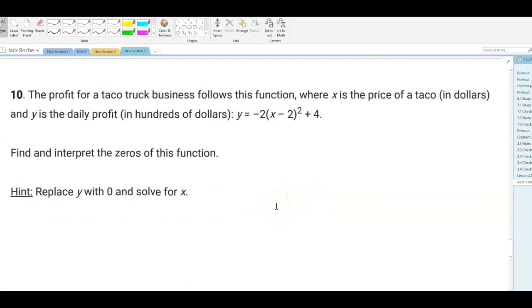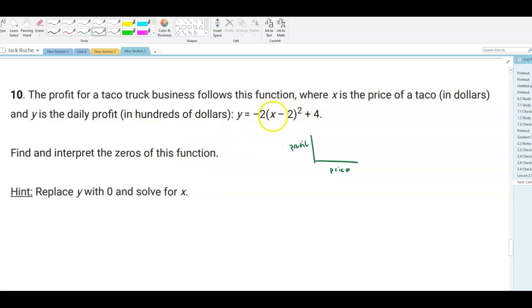Alright, number 10. The profit for a taco truck business follows this function, where x is the price of a taco in dollars and y is the daily profit. So if we talk about this graph, we have x is the price of a taco and y is the profit. Now, they do say this is in hundreds of dollars. Right away it says find and interpret the zeros of the function.